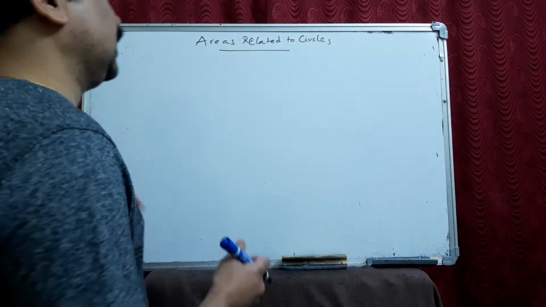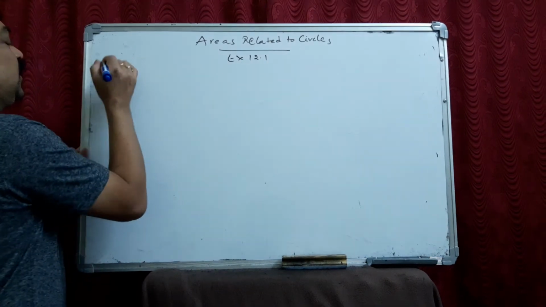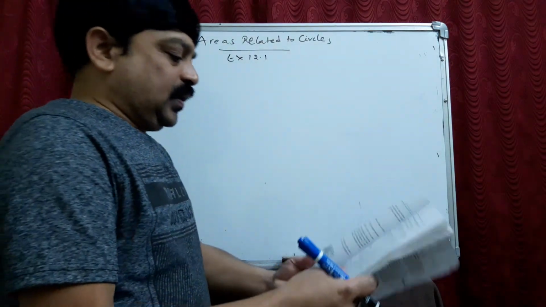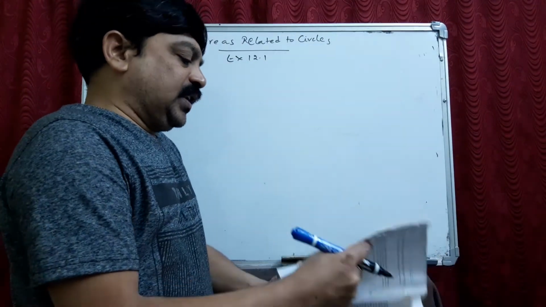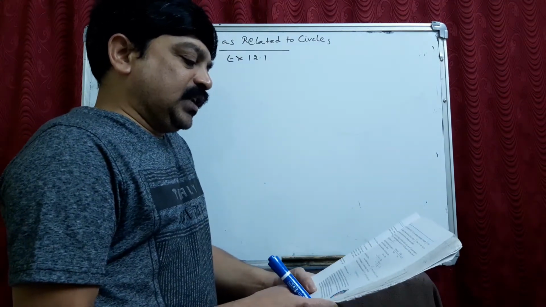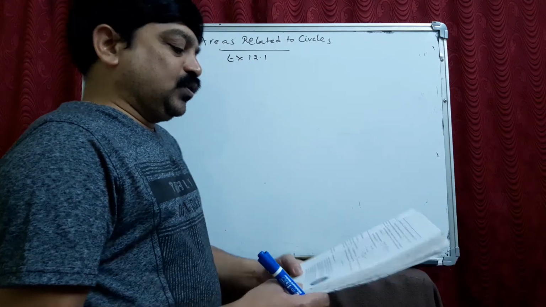Area of the circle, we know, is pi r square. Let us start exercise 12.1. The first question, what did they give? The radii of two circles are 19 and 9 centimeters respectively. Find the radius of the circle which has circumference equal to the sum of the circumferences of the two circles.